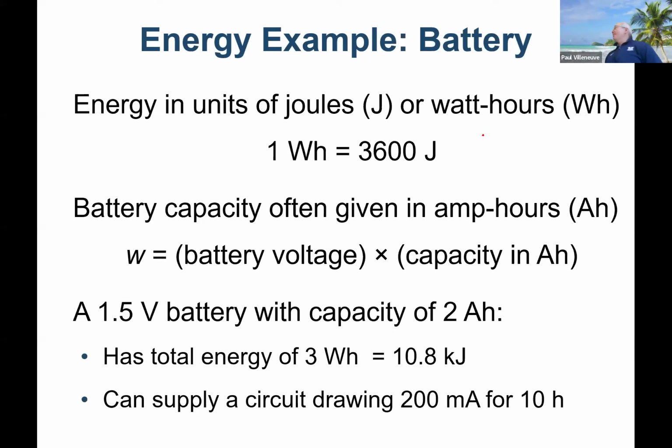But our battery capacity, as we mentioned, is in amp hours. And so you just multiply the battery voltage by the capacity, and a 2 amp hour capacity corresponds to 10.8 kilojoules. So you can technically supply a 200 milliamp, or 0.2 amp, circuit for about 10 hours.